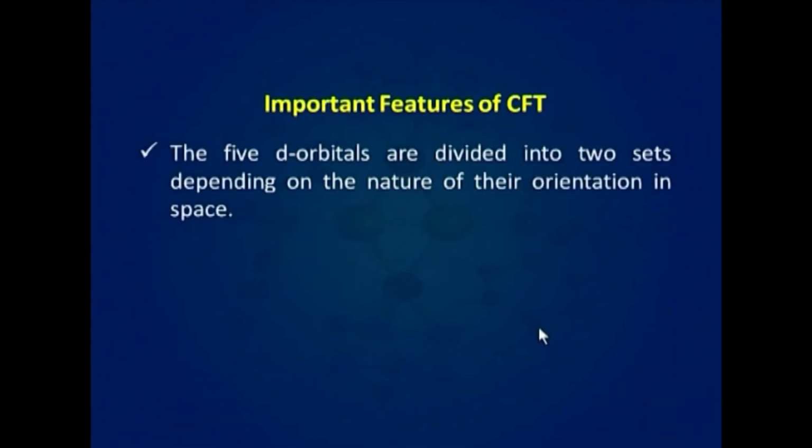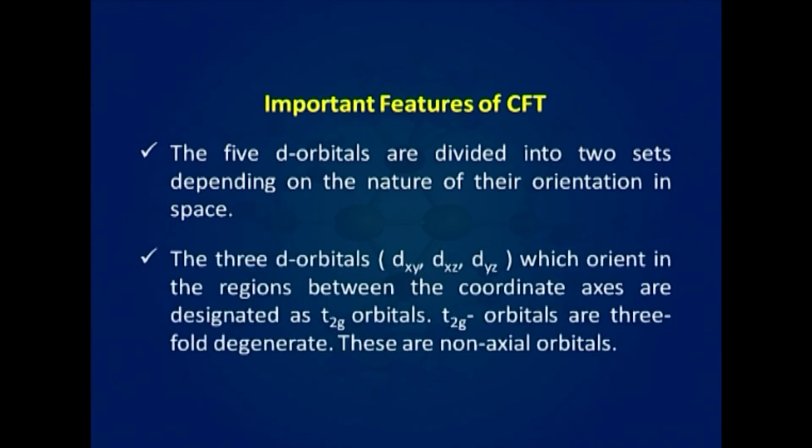The 5 d orbitals are divided into 2 sets depending on the nature of their orientation in space. The 3 d orbitals dxy, dyz and dxz, which orient in the regions between the coordinate axes, are designated as t2g orbitals.